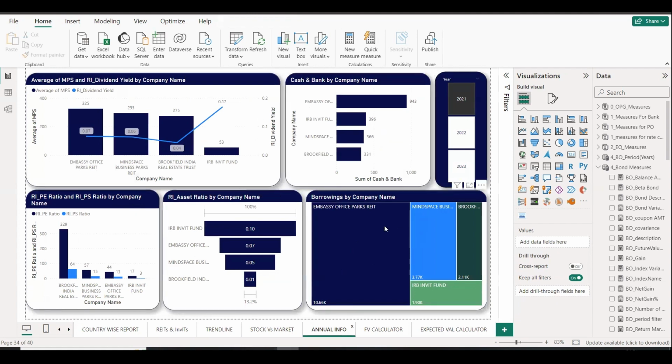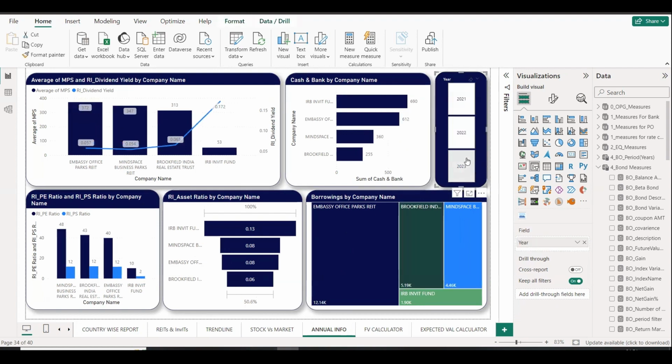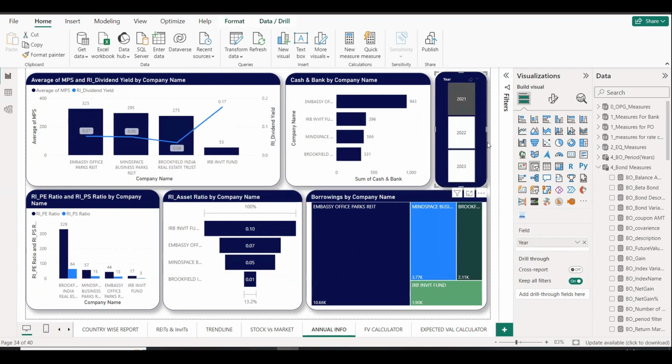And moving on to the next page, we have the annual information table, which is basically a company information chart. It's a comparison of information of all the companies that I've selected here, and you can select which period you want to do the comparison. The chart here is a comparison of the market price and dividend yield of all the REITs and the index, and this is the comparison of the bank balance or cash balance.